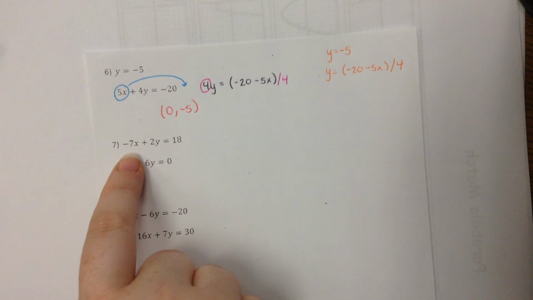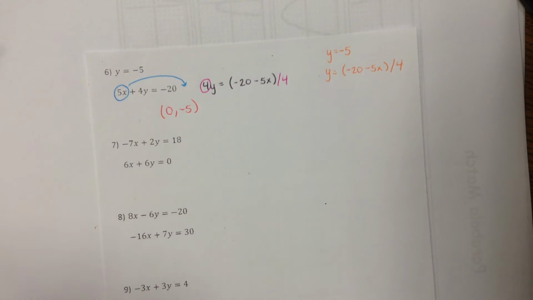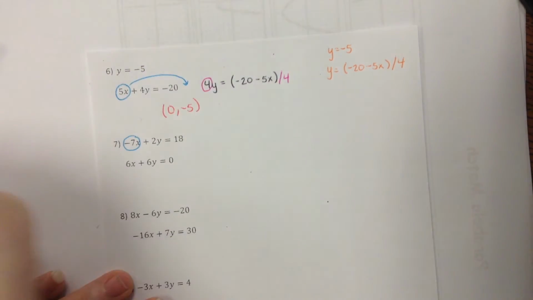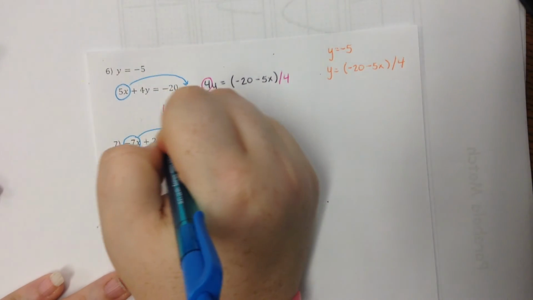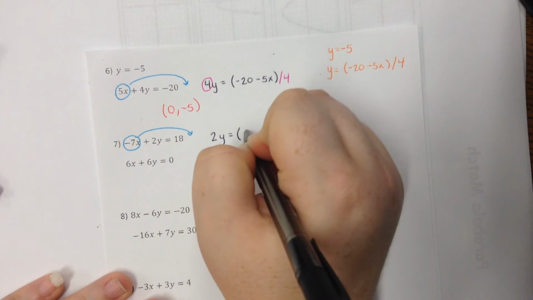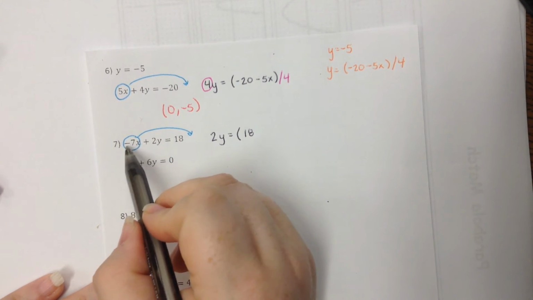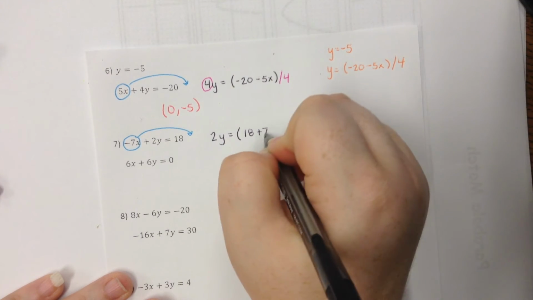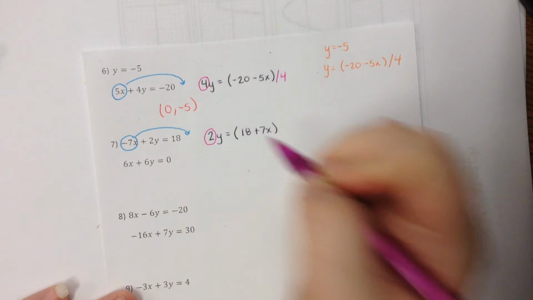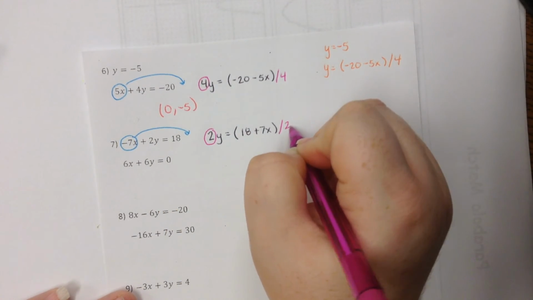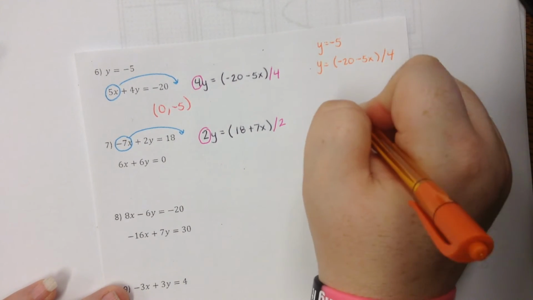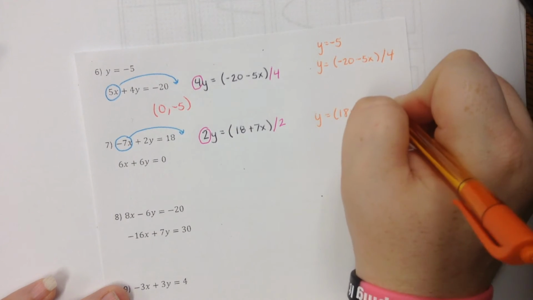Number 7, I really want to focus on because it has a -7x. I want to make sure you understand what to do here. Yes, they are still together, so we have to move this -7x. So I will have a positive 2y equal to parentheses 18, and since this is negative, when we move it, it will become a positive 7x, close parentheses. Then, yes, there is something attached to the y, so we will divide by that 2. We will have y equals parentheses 18 plus 7x, close parentheses, divided by 2.